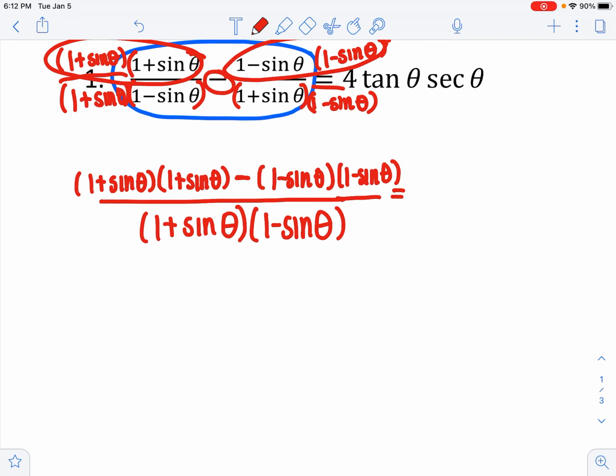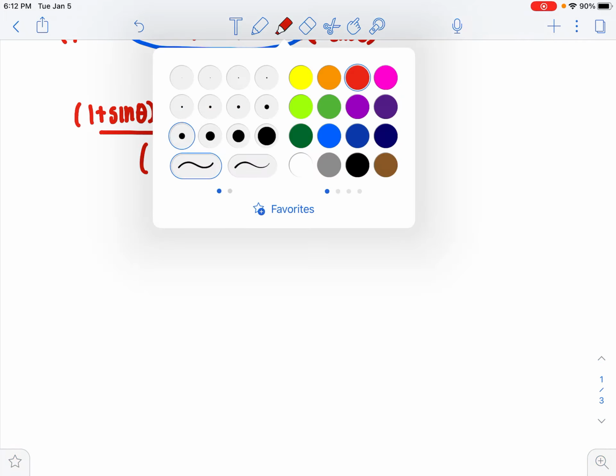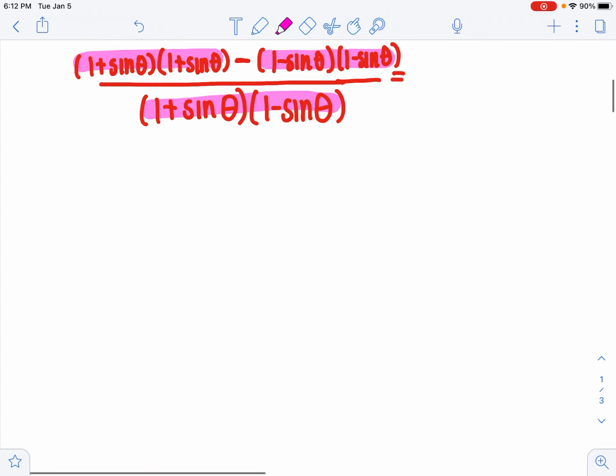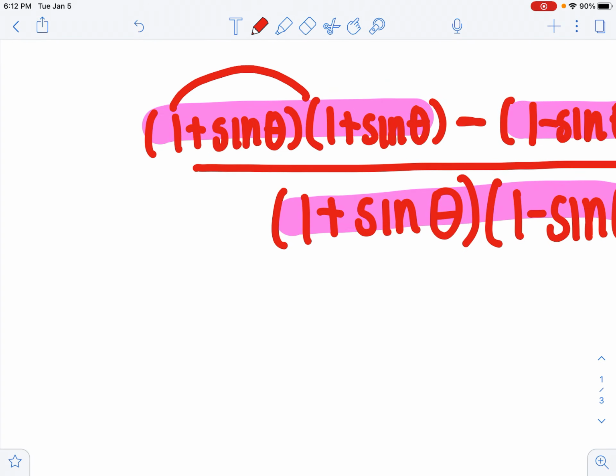Could I just multiply this out right now? Yes, but I just don't want to lose anyone. Okay, so now what I'm going to do is I'll highlight what I'm going to actually do. I'm going to multiply these 2 out, and then I'm going to keep the minus sign there. I'll multiply those 2 out, and I'll also multiply these 2 out all in one step. Okay? All right, so I'll start by multiplying the first 2 out.